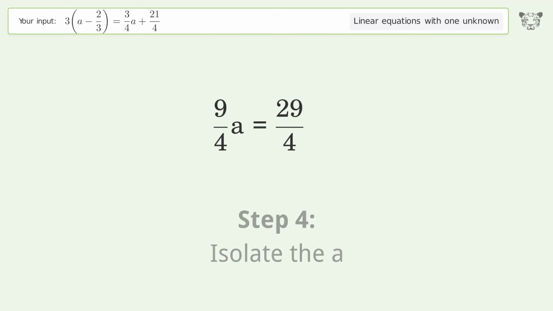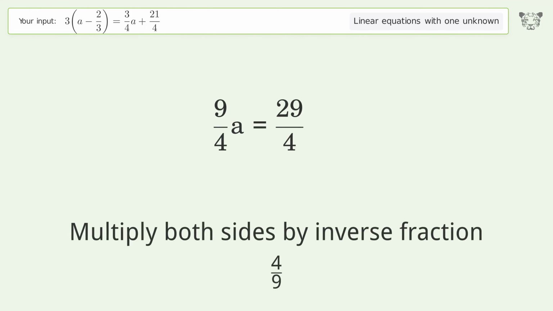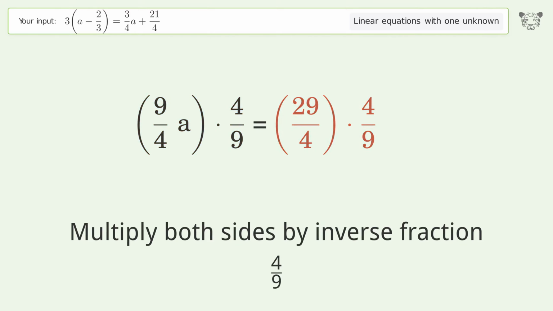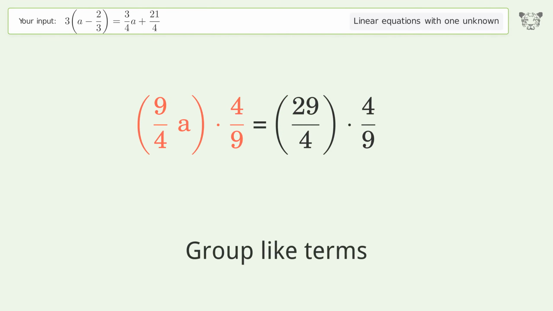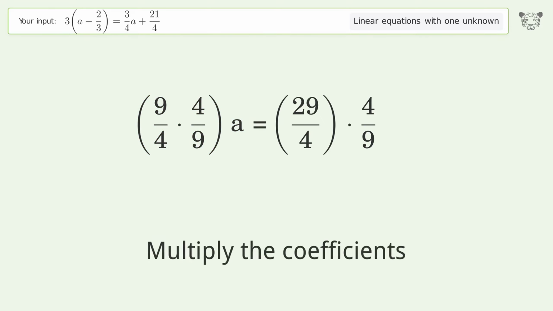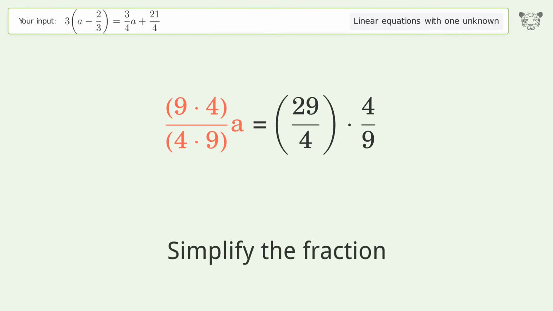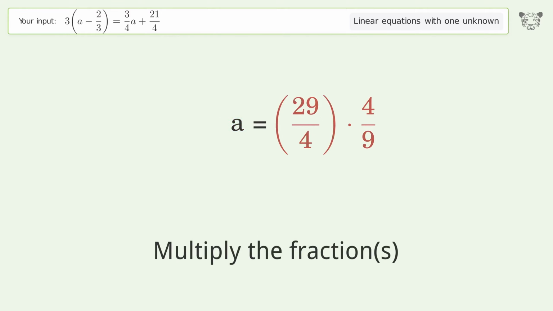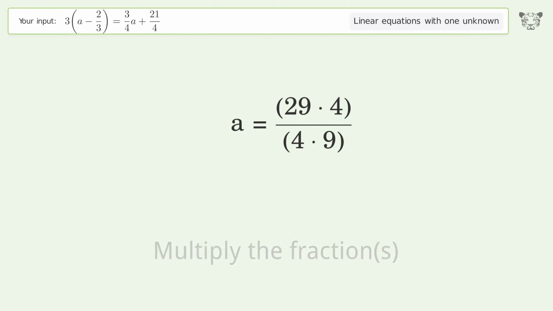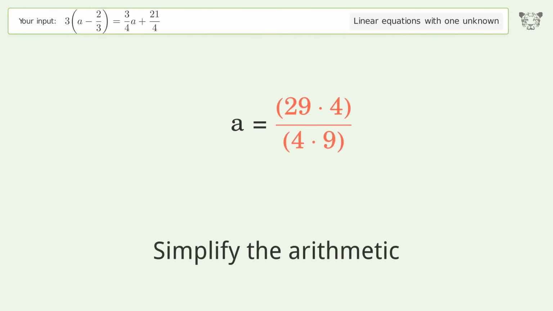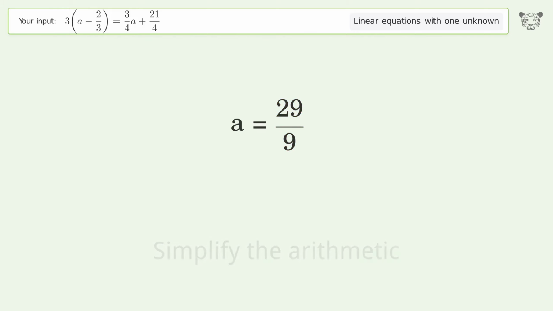Isolate the a. Multiply both sides by inverse fraction 4/9. Group like terms. Multiply the coefficients. Simplify the fraction. Multiply the fractions. Simplify the arithmetic. And so the final result is a equals 29/9.